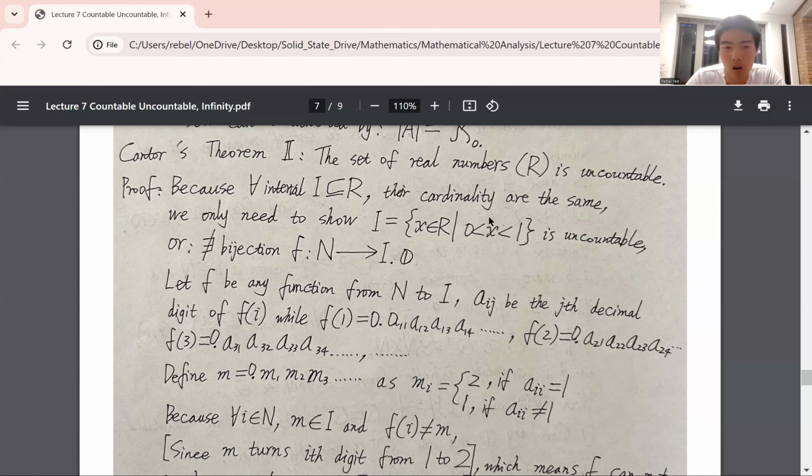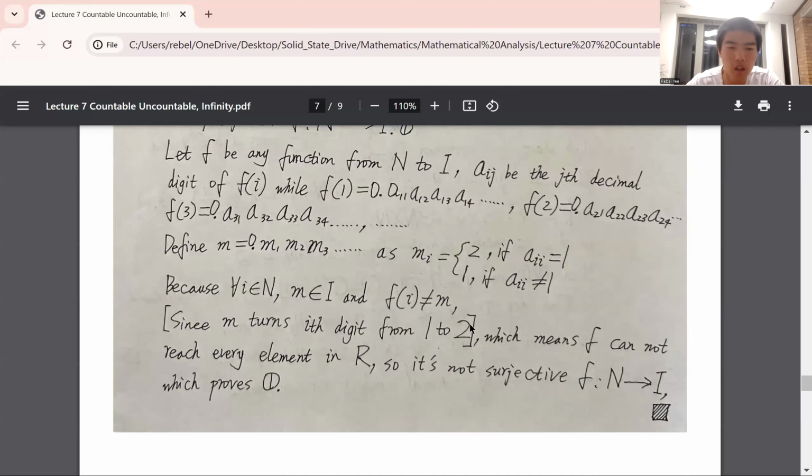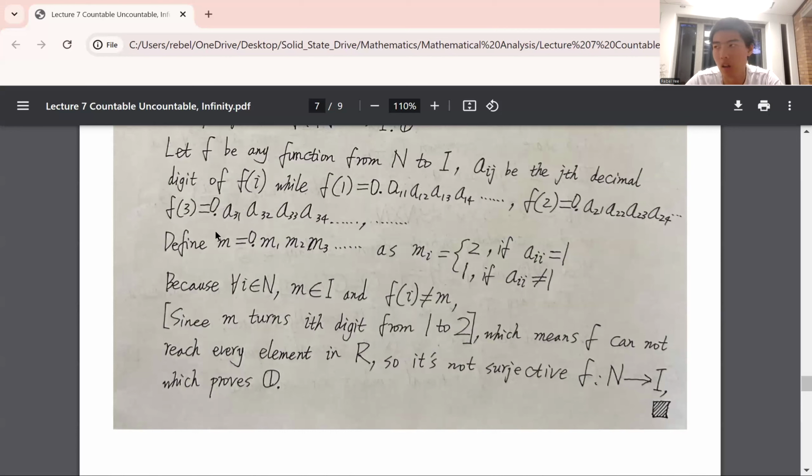But before, we found that R's cardinality is equal to that of any open interval on the real line. This is probably from lecture 6. So we just need to prove there's no bijection from N to I, where I denotes the unit open interval, x from 0 to 1. The proving process goes like this: we want to find an f, and that leads to a contradiction in the end.